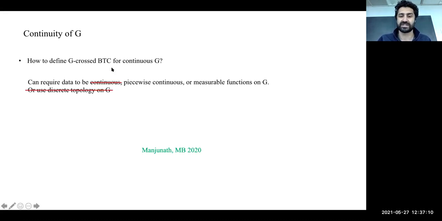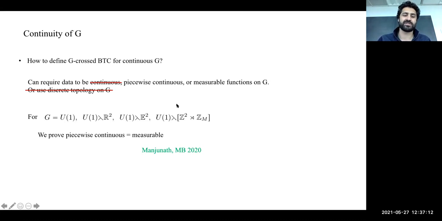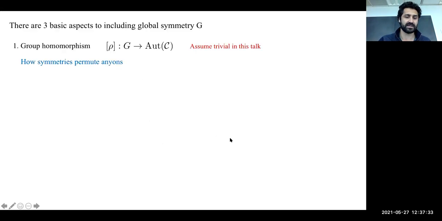They give wrong predictions. And then furthermore, it turns out that these two, piecewise continuous and measurable, are actually the same for these particular symmetry groups that we study. So for these symmetry groups, at least, there's no issue, and we can just choose whichever one depending on what calculation specifically we want to do. That's nice. So there's three basic aspects when you include global symmetry.